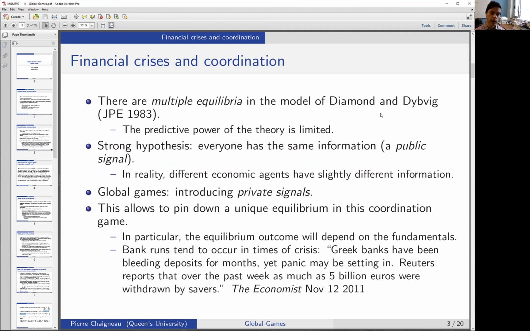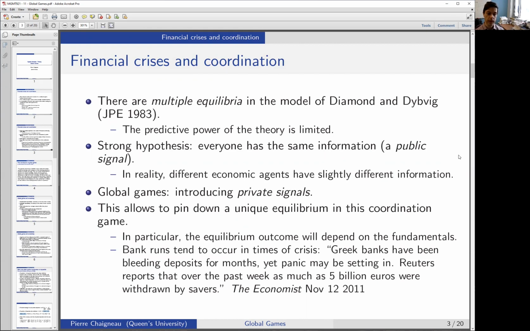But of course, in reality, different people are going to observe slightly different things, and are going to have at least slightly different information. And so global games take that into consideration by introducing private signals. This is the idea that each agent is going to know something at least a little bit different from other economic agents. And having a more realistic information structure is not just for the sake of making the model more realistic, but more interestingly, it allows us to identify a unique equilibrium, even though we have a coordination game with strategic complementarities.